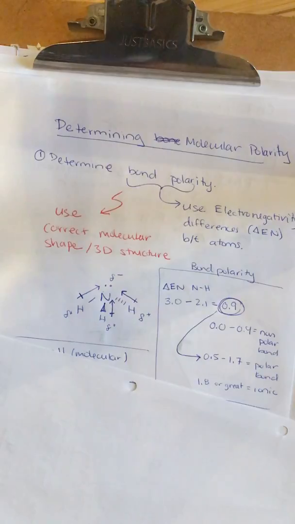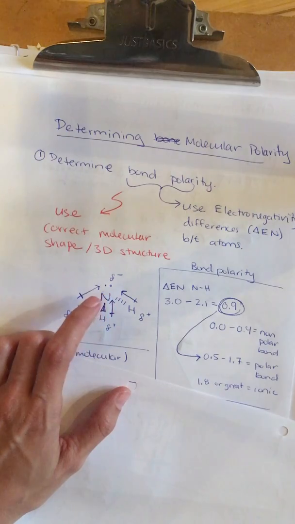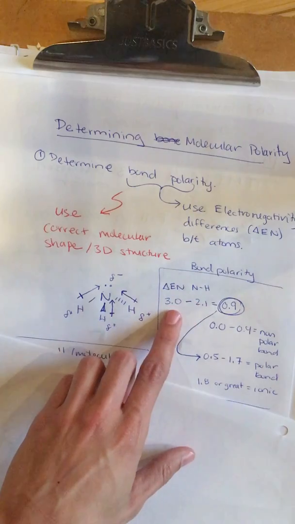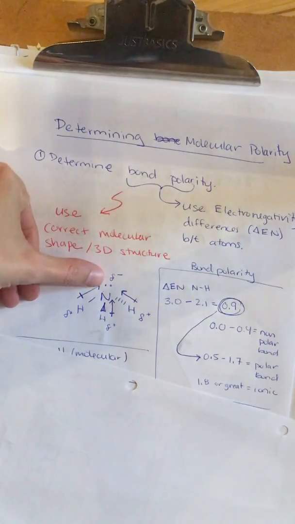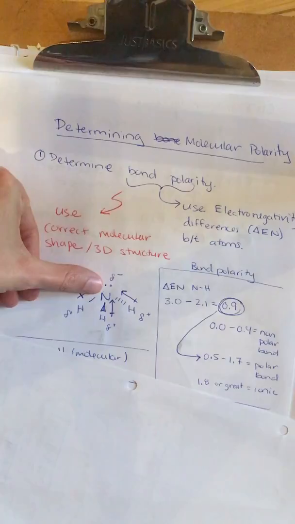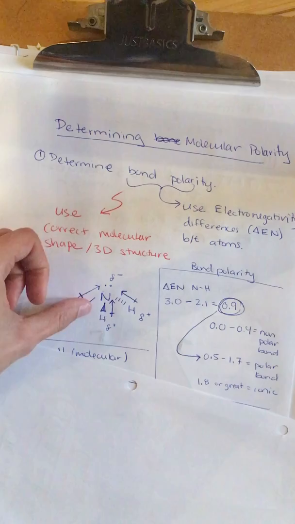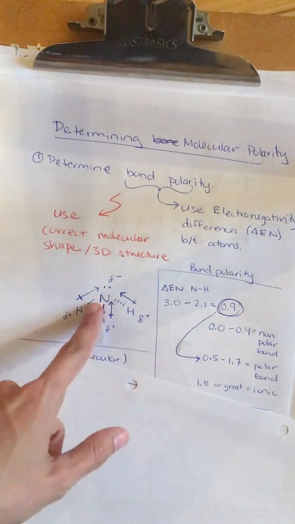We need to make sure that we're putting the delta negative at the most electronegative atom. So nitrogen is 3.0, hydrogen is 2.1, 3.0 is larger. That means that nitrogen wants to have more electrons around it than hydrogen does. So the nitrogen is going to tug on the electrons in the bond, and they're going to live around the nitrogen more often than they do around the hydrogen. They're still being shared in the bond, though. It's just an unequal sharing.